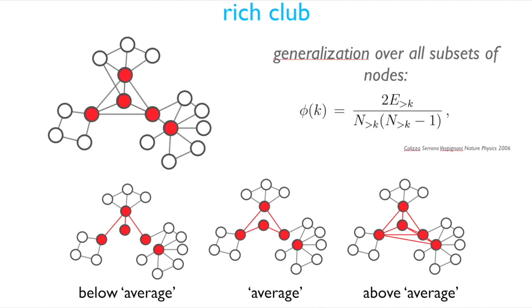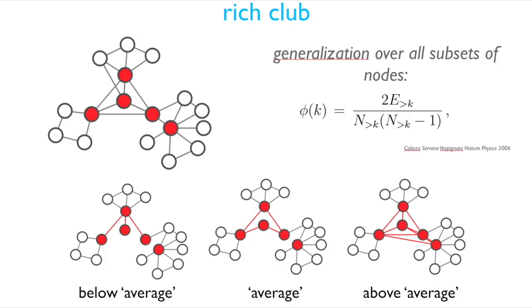Now, Colizza and colleagues nicely formalized this, saying, you know what, we can compute this type of behavior by selecting a certain subset of nodes with a certain degree in the network, and then we can count the number of edges that are actually present within that subset, divided by the total number of possibilities that this subset of nodes could have in terms of connectivity, which would be the maximum level of connections that could be present between that subset of nodes.